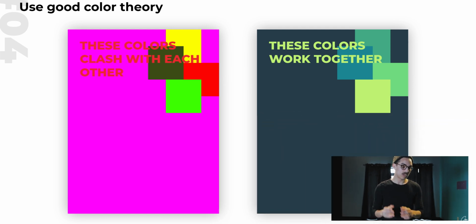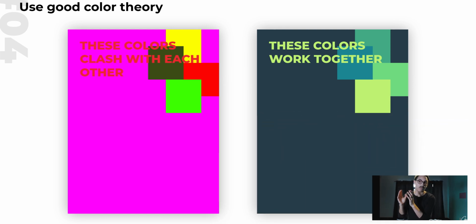Alright, tip number 4, here we go. Use good color theory. Color theory is the idea that some colors work well together while other colors don't. And it's really easy to learn color theory. There's like a million videos on YouTube, so I'm not going to talk about it. What I am going to talk about is for your design work, using colors that work together. Practice good color theory.